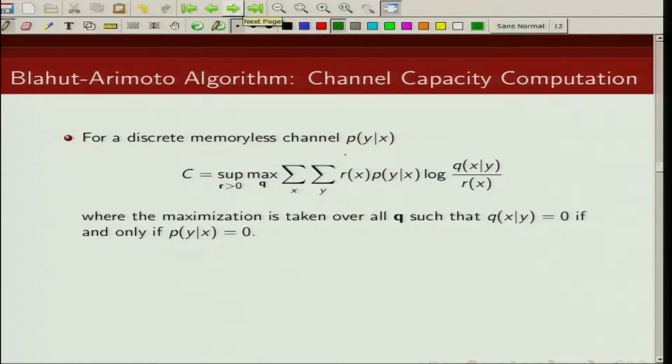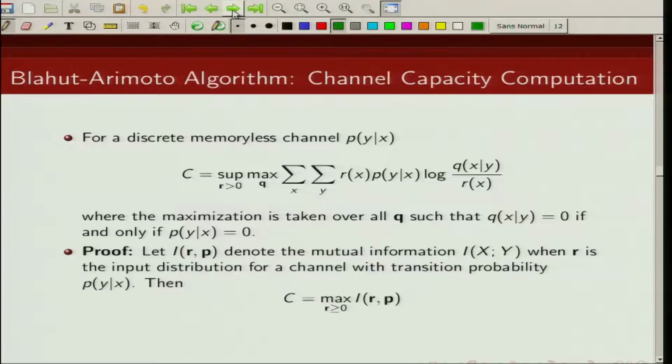We state that for a discrete memoryless channel, the capacity is given by this expression, where maximization is taken over all q such that q of x given y is 0 if and only if p of y given x is 0. So let us prove this. So we will first consider a strictly positive distribution of R. Let mutual information between x and y, let us denote by I of R, P, where R is the input distribution and P is my channel transition probability.